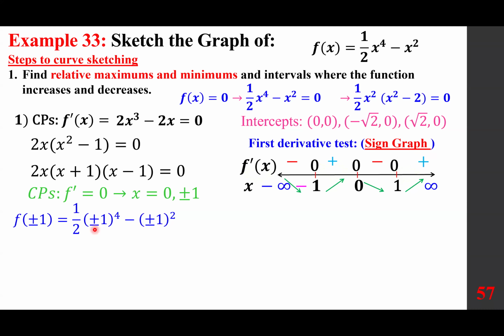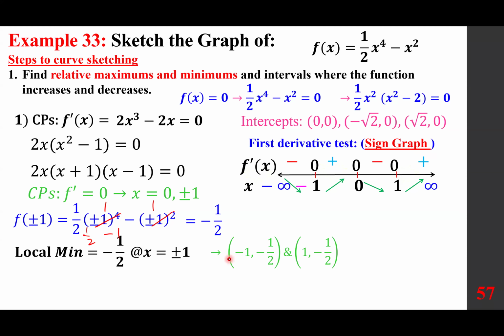So I'm going to do it at the same time. Whether it's +1 or -1 to the power of 4, this is 1. So we are looking at 1/2. And the same thing is 1, so -1. 1/2 minus 1 gives you -1/2. So that means local minimum is equal to -1/2 at 2 different points. And we're going to write the pairs, (-1, -1/2), (+1, -1/2). 0 was already discussed, and that means (0, 0). Again, (0, 0) is the x-intercept, the y-intercept, the local max, all of the above.